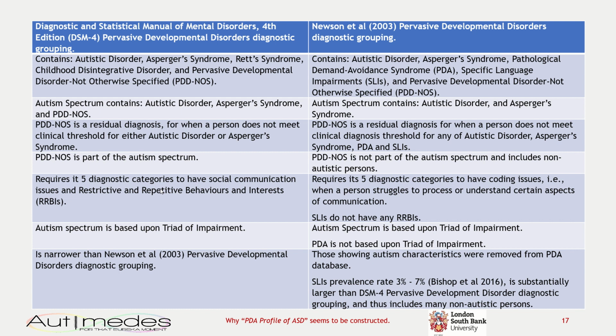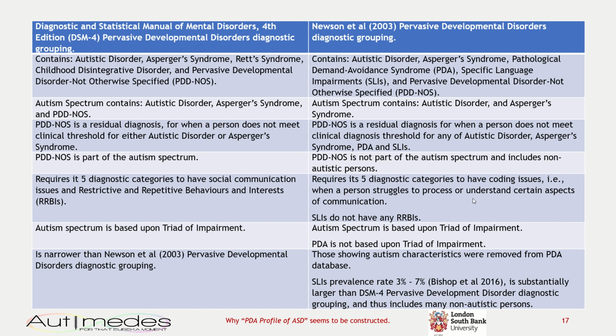And if you look at the underlying assumptions between the different groupings of what categories are in these pervasive mental disorders, PDD-NOS basically requires them to have social communication issues and restrictive, repetitive behaviours and interests. While for Newson, these issues need to have coding issues, which is either issues understanding or processing information related towards communication. So it can be social communication or writing, for example in dyslexia, like reading and writing. And yeah, they do not have to have restricted, repetitive behaviours and interests.